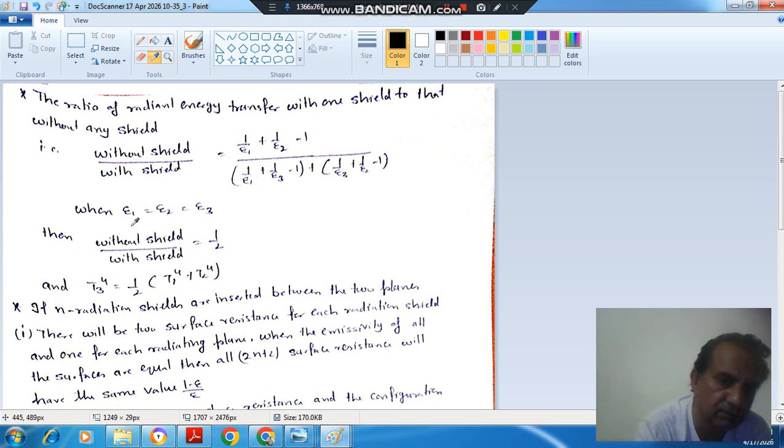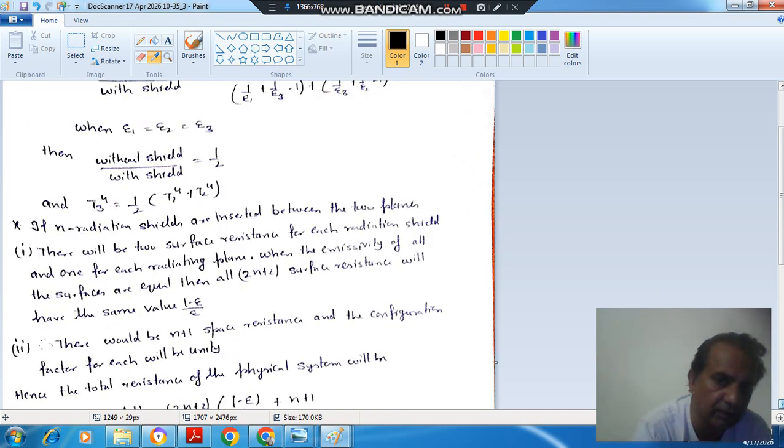So if we take the emissivity of the surfaces epsilon 1, epsilon 2 and epsilon 3 the same, that is epsilon, then we get the heat transfer ratio as 1 by 2 and T3^4 as 1 by 2 (T1^4 plus T2^4). So this is the ratio of heat transfer when there is one shield and when there is no shield.